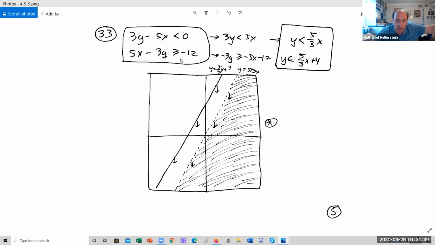5/2 x minus 3y less than or equal to 12. After a bit of algebra, it's y less than or equal to 5/3 x plus 4. 5/3 x plus 4 this is. And below that, this half of the plane. Now, we want to know where this half plane overlaps this half plane. But this half plane is a smaller one. It's a subset. So the intersection is simply the smaller subset, this half of the plane.